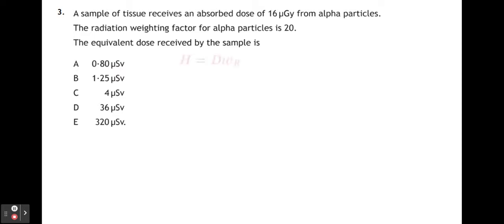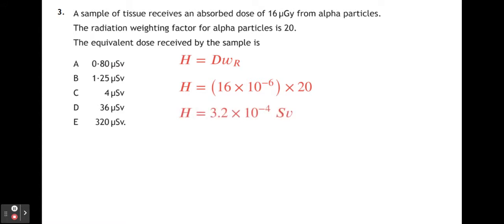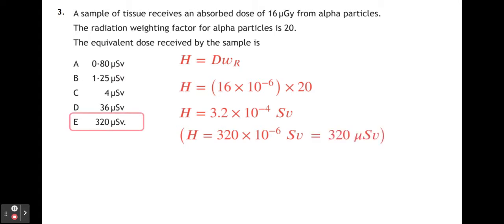Okay, so the formula for equivalent dose is H equals D times w_R, the absorbed dose multiplied by the weighting factor. Here we don't even have to look up the weighting factor, it's given in the question. So 16 micrograys, 16 times 10 to the power minus 6, times 20 is 3.2 times 10 to the power minus 4 sieverts, or 320 microsieverts. Answer E.